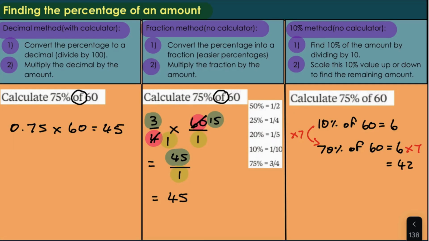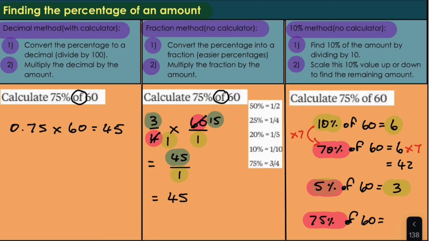And we need 5% of 60. 5% is half of 10%. That means this value will be half of 6. What is half of 6? 3. And lastly, 70% plus 5% will give me 75%. To get that 75% of 60, I would add my 42 and my 3. And those added together give me 45.